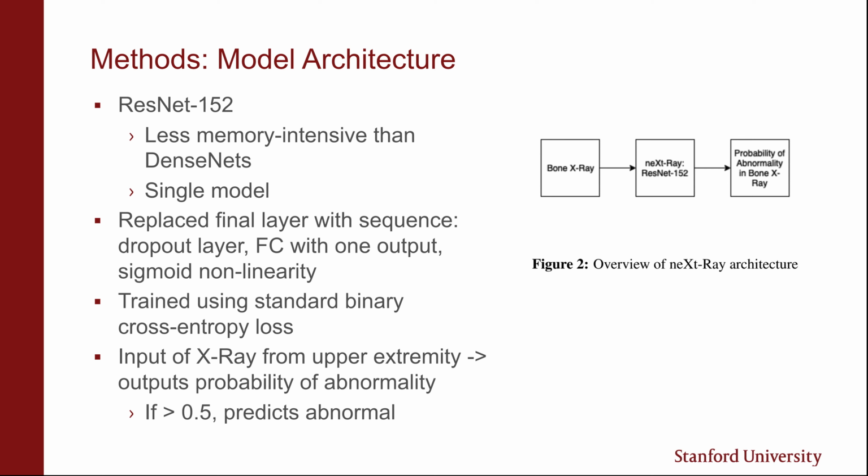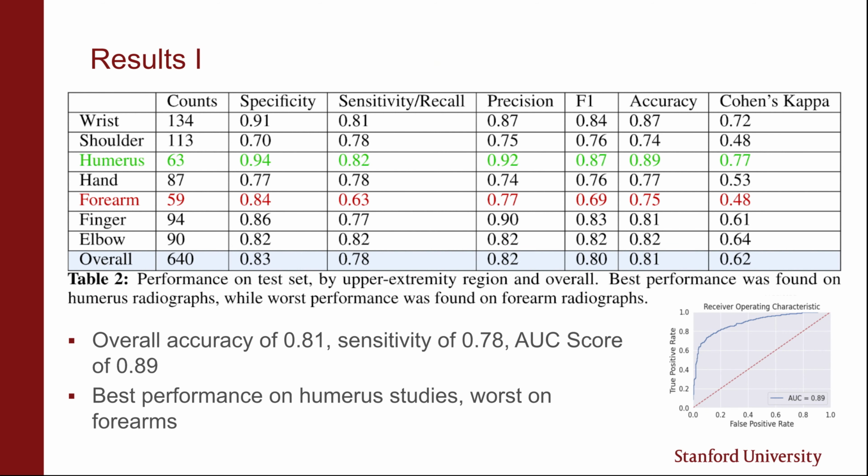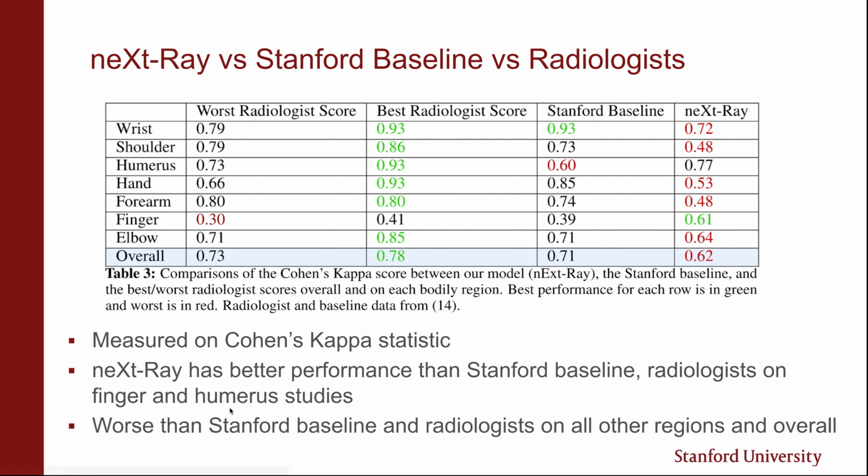Now the input to our model is a bone X-ray from the upper extremity, and it outputs the probability of abnormality. If the probability is greater than 0.5, it predicts the bone X-ray is abnormal. Here are some results from the evaluation of our model on the test set. We had an overall accuracy of 0.81, a sensitivity of 0.78, and an AUC score of 0.89. And here is the receiver operating characteristic curve. Our best performance was on humerus studies, while our worst performance was on forearms.